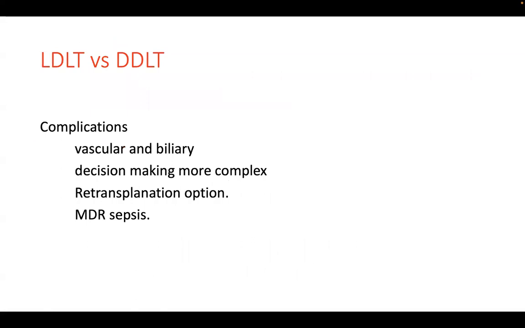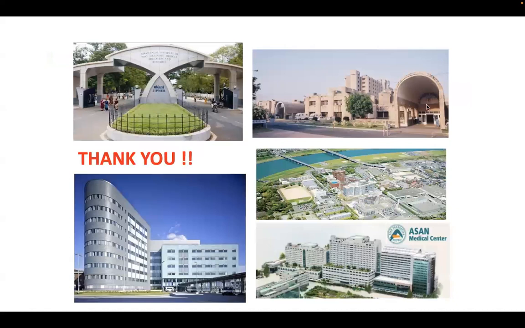To summarize, there's a wide variety of complications. Vascular and biliary complications are more common compared to the DDLT scenario. The decision making, especially in early allograft dysfunction, in acute rejection, in biliary obstruction, these kinds of scenarios, is more complicated in the living donor compared to the DDLT. In the Indian scenario, the complications are made more challenging because we quite often don't have a retransplantation option, and the sepsis is also with multi-drug resistant organisms. So the best strategy would be to avoid these complications as much as possible. Thank you.